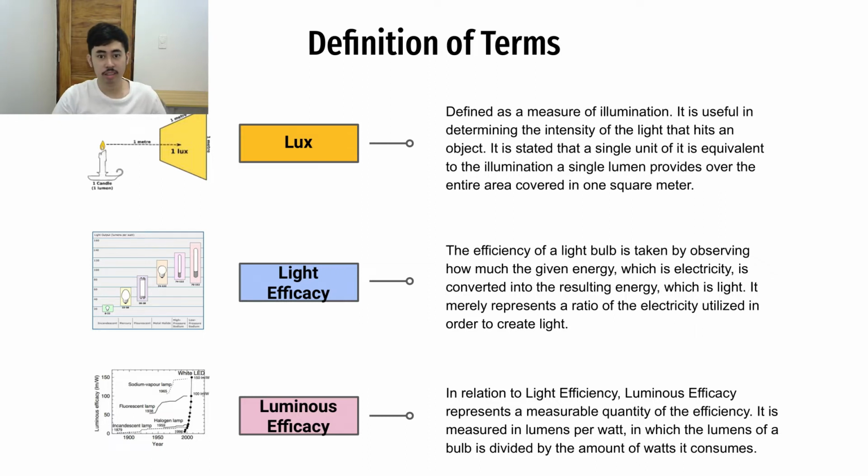Light efficiency. The efficiency of a light bulb is taken by observing how much the given energy, electricity, is converted into the resulting energy, which is light. It is not to be confused with efficacy because it merely represents a ratio of the electricity utilized in order to create light.